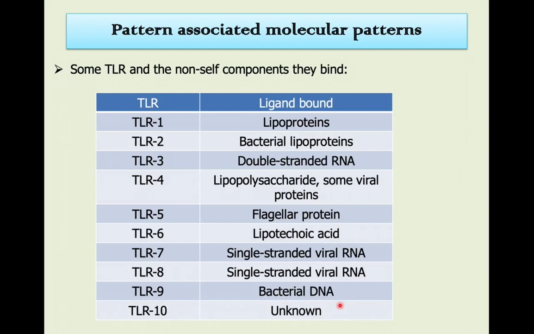So this is an example of toll-like receptors. In TLR there are TLR1 until 10. The pattern associated molecular pattern they recognize: TLR1, for example, is lipoprotein. TLR2 recognizes bacterial lipoprotein. TLR3 recognizes double-stranded RNA. TLR4 recognizes lipopolysaccharide, some viral proteins and so on and so forth. Understand?